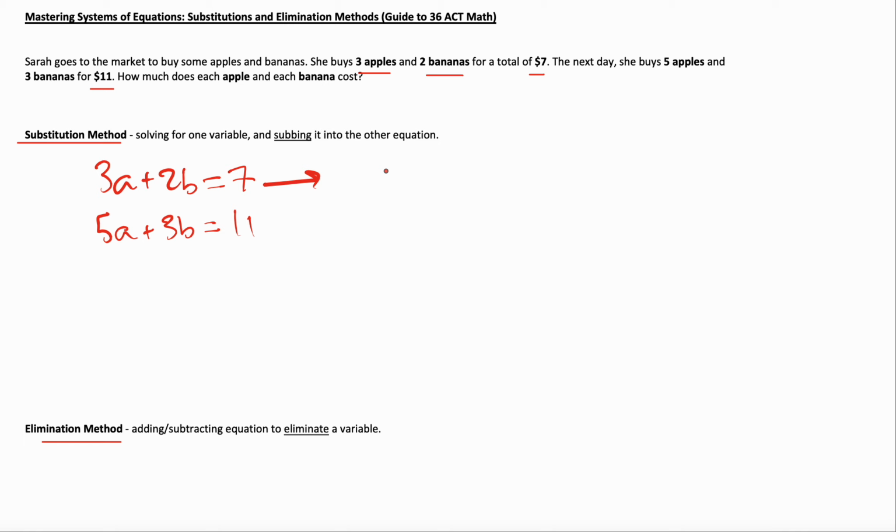So let's use this equation right here. I'll rewrite it: 3a plus 2b equals 7. Let's solve for one variable. Let's say we're going to solve for b, because I would rather divide by 2 than divide by 3. So let's subtract 3a. We get 2b equals 7 minus 3a.